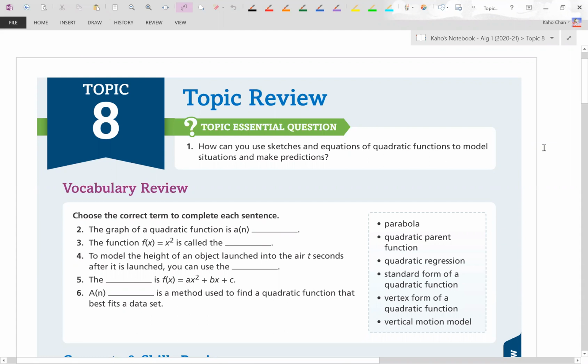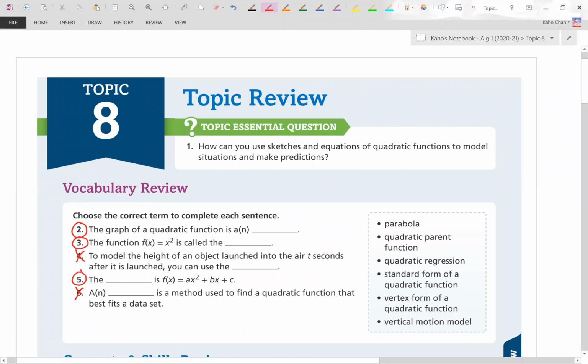About to start topic 8 review, 8-1 through 8-3. We didn't do the whole chapter. Grab your worksheets and turn to page 351 and let's get started here. We have some vocabulary to fill out here. We are going to do number 2, 3, and 5, but not number 4 or 6 for the vocabulary.